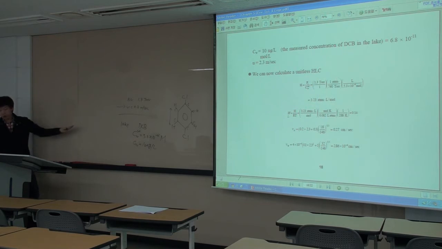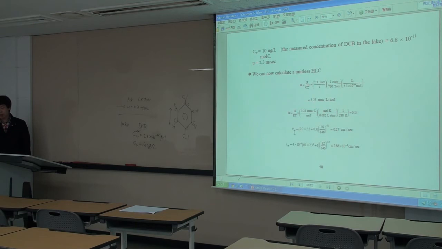And as I already told you, this H prime is HC over RT. R is the ideal gas constant, 0.082 liter ATM per mol K. And the T, in this situation, is 288, which means 15 degrees Celsius. So yeah, as you can see, there is no unit for this H prime. Right?